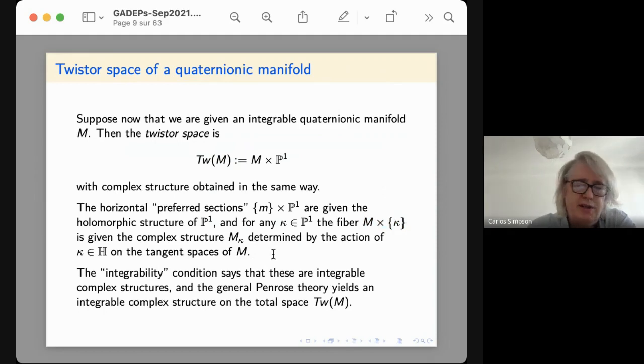And there's a condition that that thing be integrable, which let's just say says that you get an integrable complex structure on the total space of the twistor space. So this is sort of Penrose's theory about twistor space of a quaternionic manifold. So if you have a quaternionic manifold, then you have this twistor space of M, which is topologically a product M cross P1.